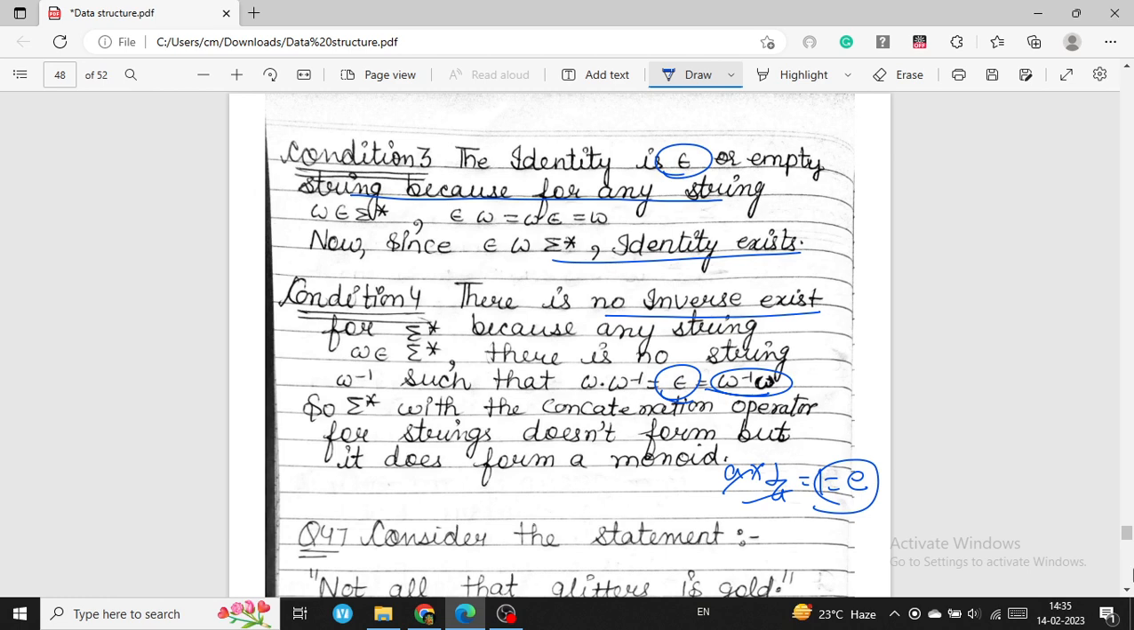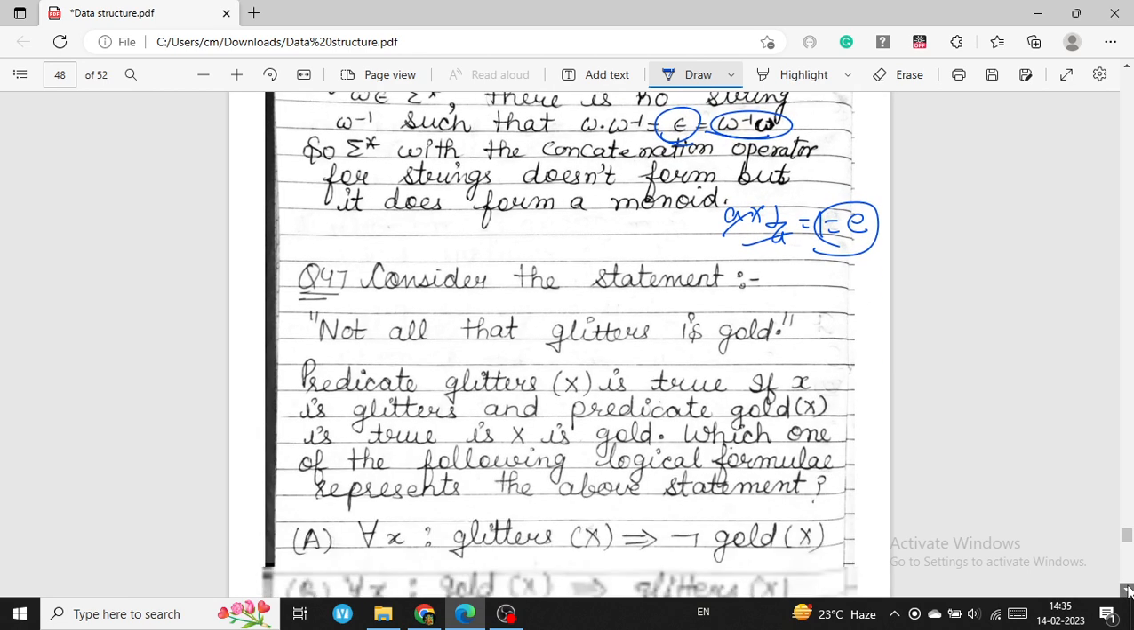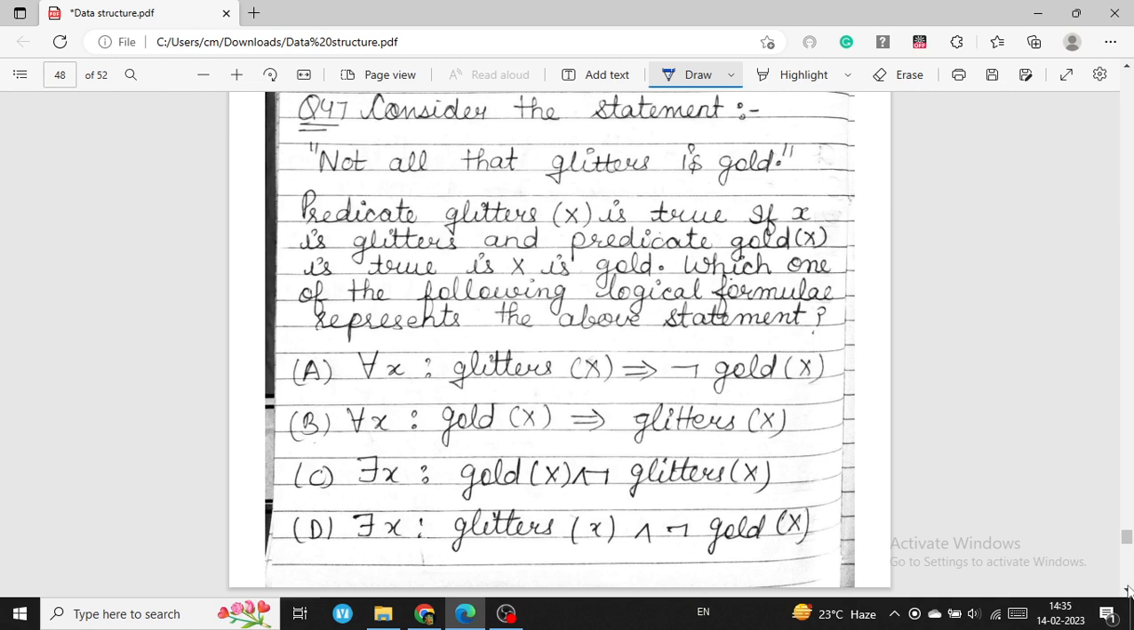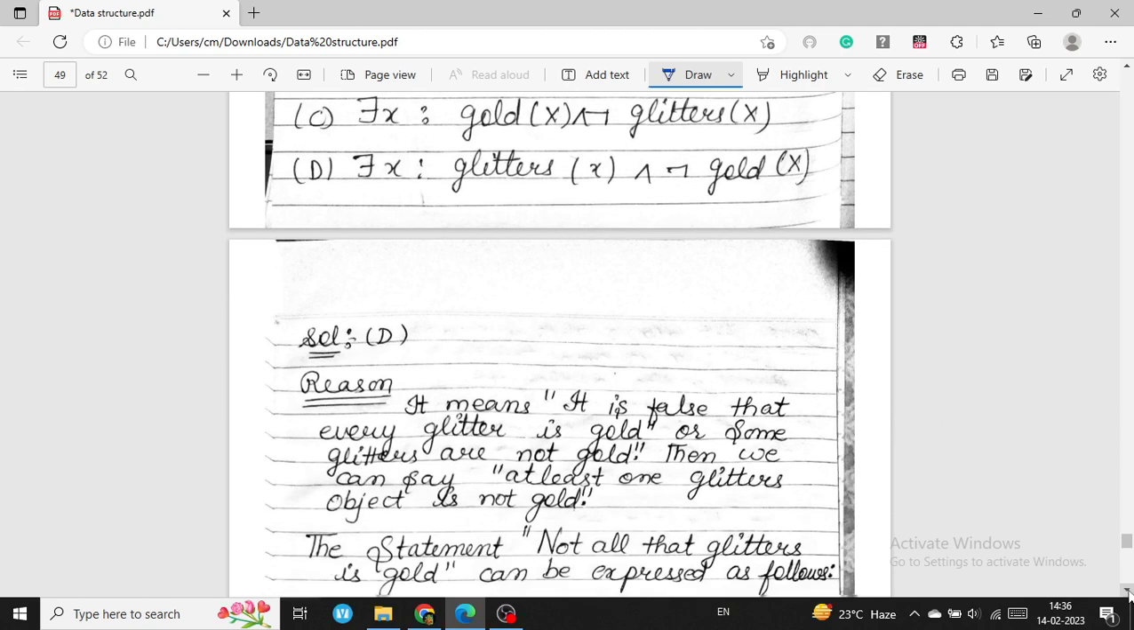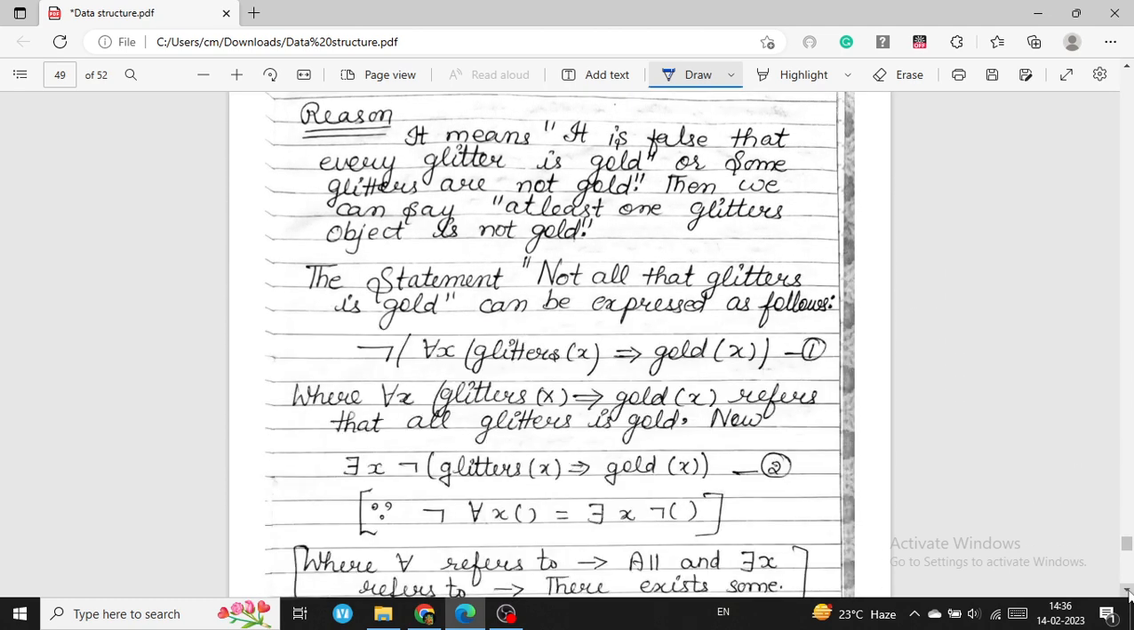Next question: consider the statement, "Not all that glitters is gold." Predicate glitters(x) is true if x is glitter, and predicate gold(x) is true if x is gold. Which one of the following statements is implied? Now I am going to discuss each and every statement in detail.